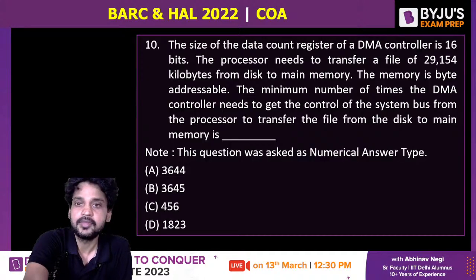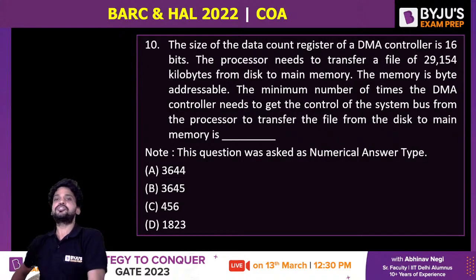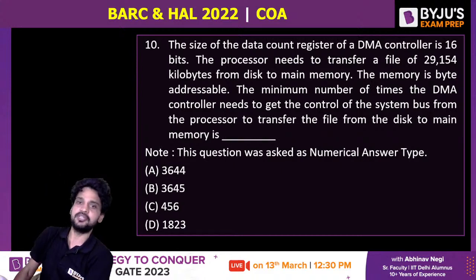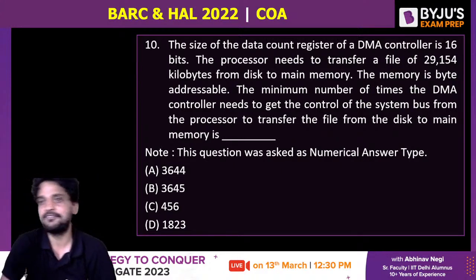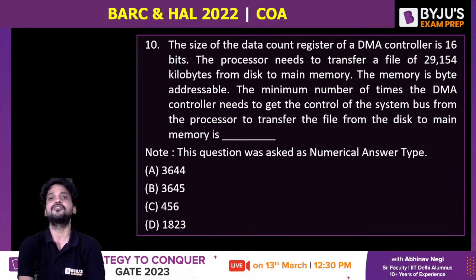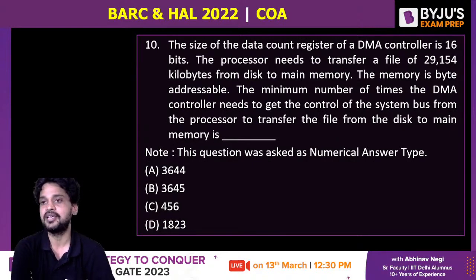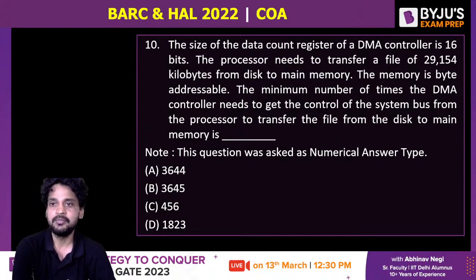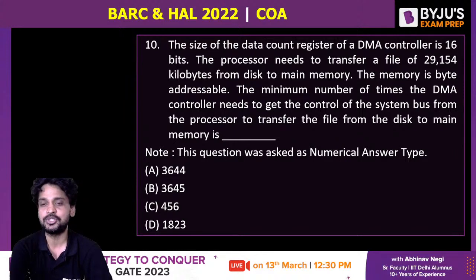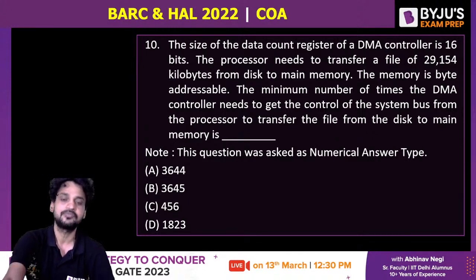The size of the data count register of a DMA controller is 16 bits. The processor needs to transfer a file of 29,154 kilobytes from the disk to main memory. The main memory is byte addressable. The minimum number of times the DMA controller needs to get the control of the system bus from the processor to transfer the file from the disk to main memory. Any ideas? How to solve this?